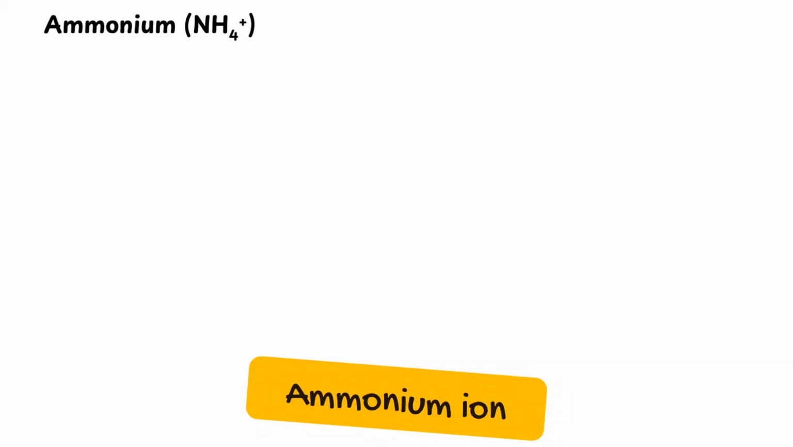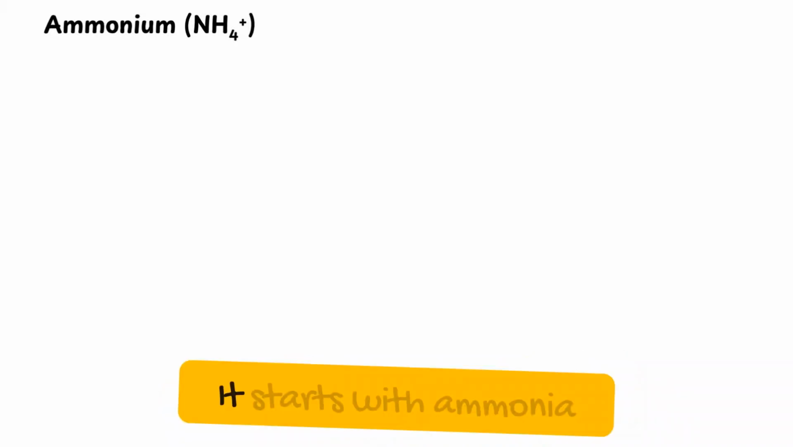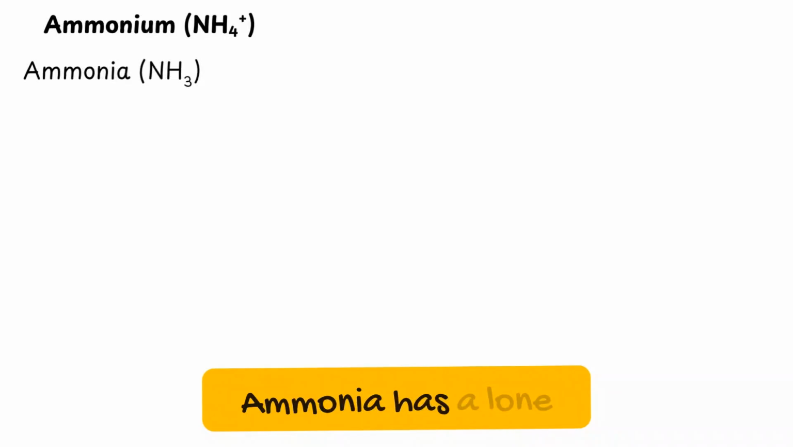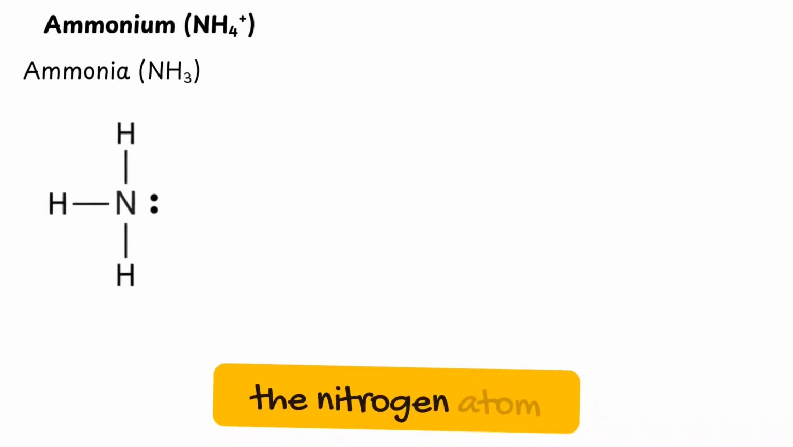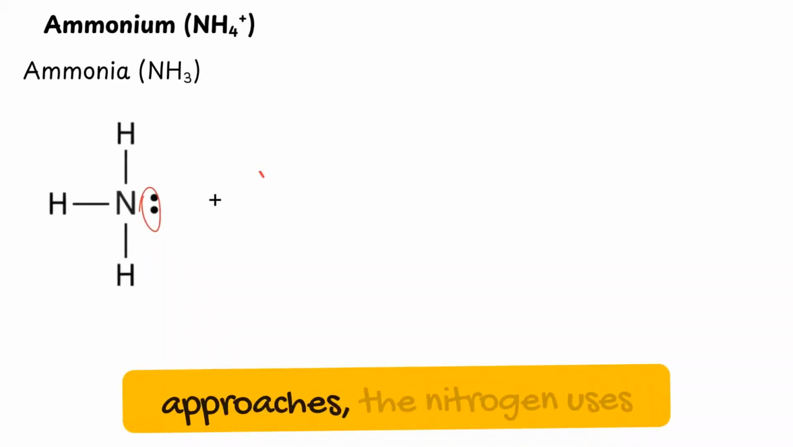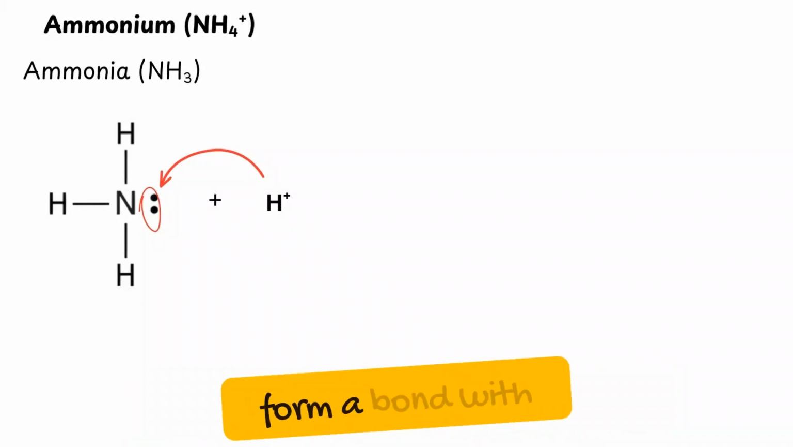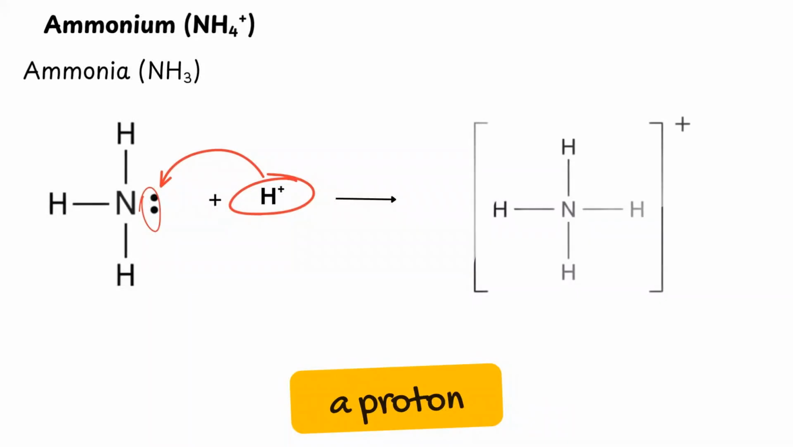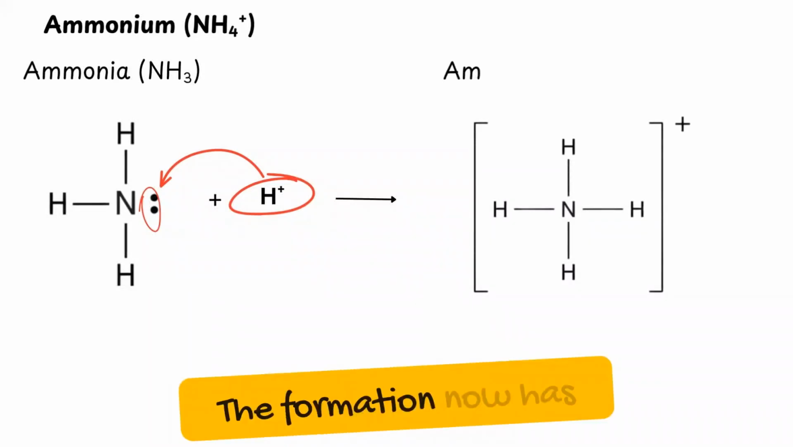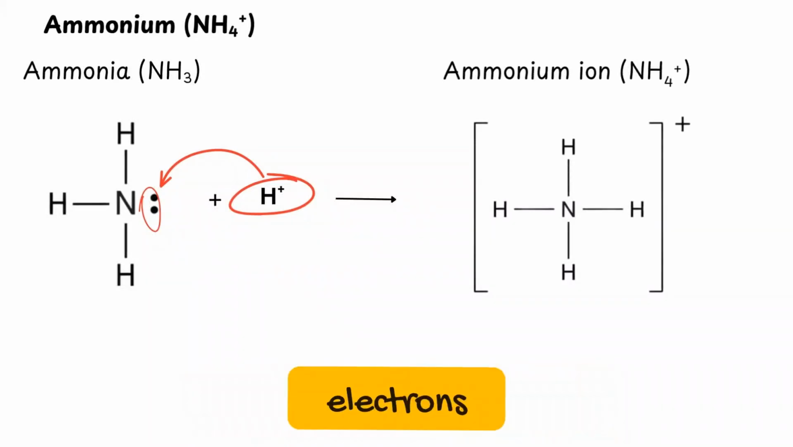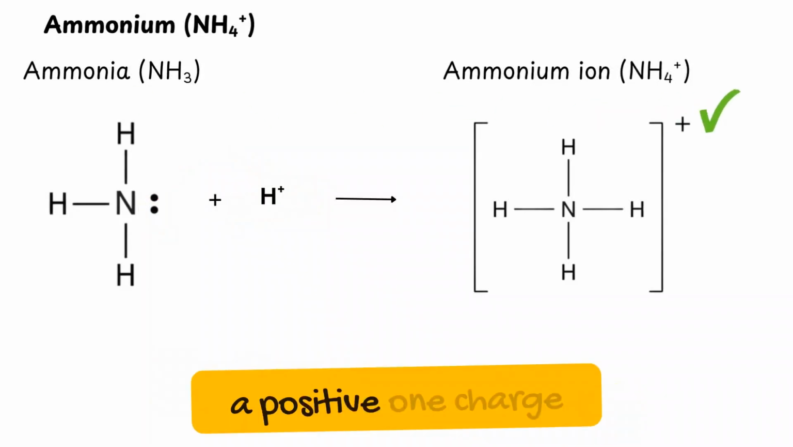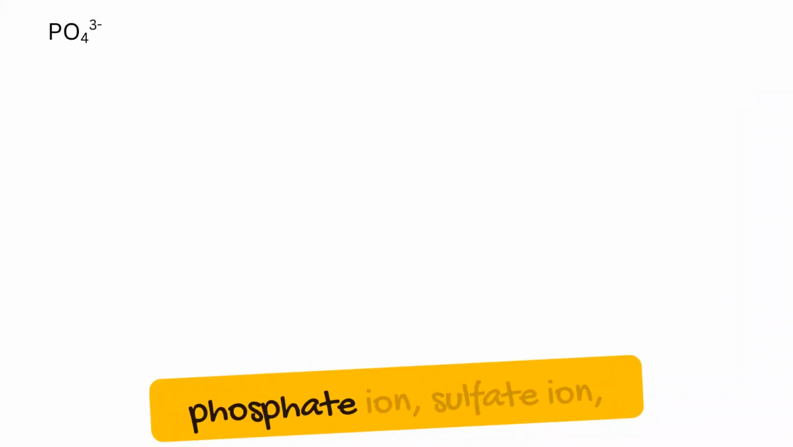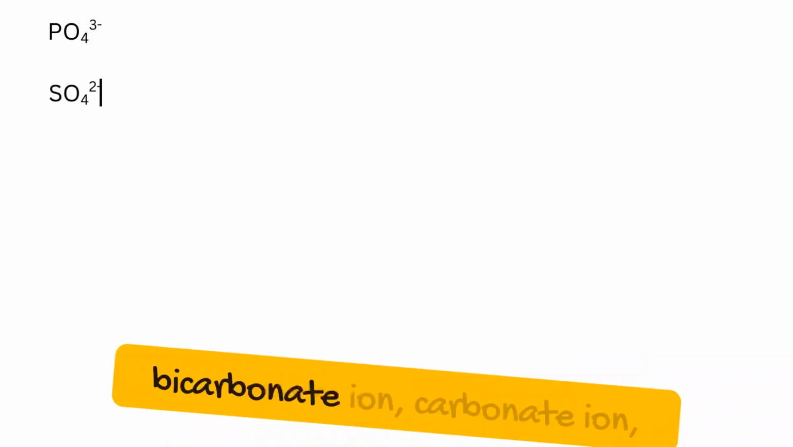Ammonium ion. This one forms differently. It starts with ammonia. Ammonia has a lone pair of electrons on the nitrogen atom. When a hydrogen ion approaches, the nitrogen uses its lone pair to form a bond with it. Notice that the hydrogen ion comes only as a proton. It doesn't bring an electron. The formation now has 1 more proton than electrons. That's why ammonium has a +1 charge. We have looked at phosphate ion, sulfate ion, bicarbonate ion, carbonate ion, ammonium ion, and so on.